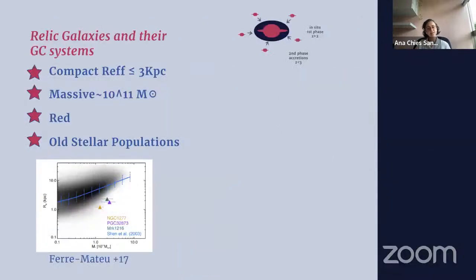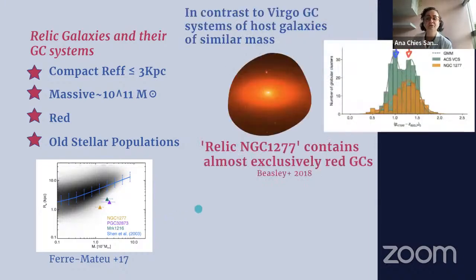So coming back to the relic galaxies I was talking about before, which are massive, compact red galaxies and display old stellar populations. These three relic galaxies fall well below the mass-size relation for local galaxies, this blue line. And in contrast to Virgo GC systems of host galaxies of similar mass, this prototype relic NGC 1277 appears to contain almost exclusively red globular clusters. This green histogram is for ACS Virgo Cluster Survey galaxies at the same mass bin, while the orange one is for NGC 1277.